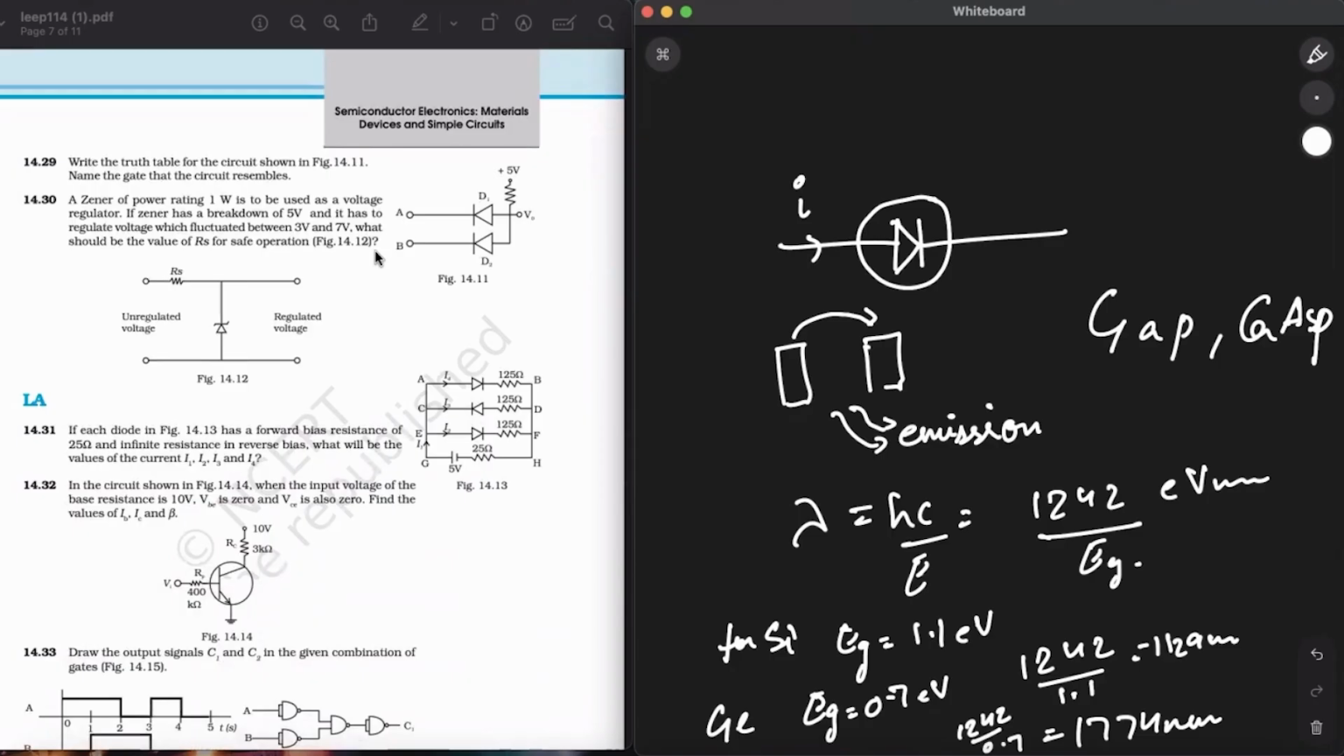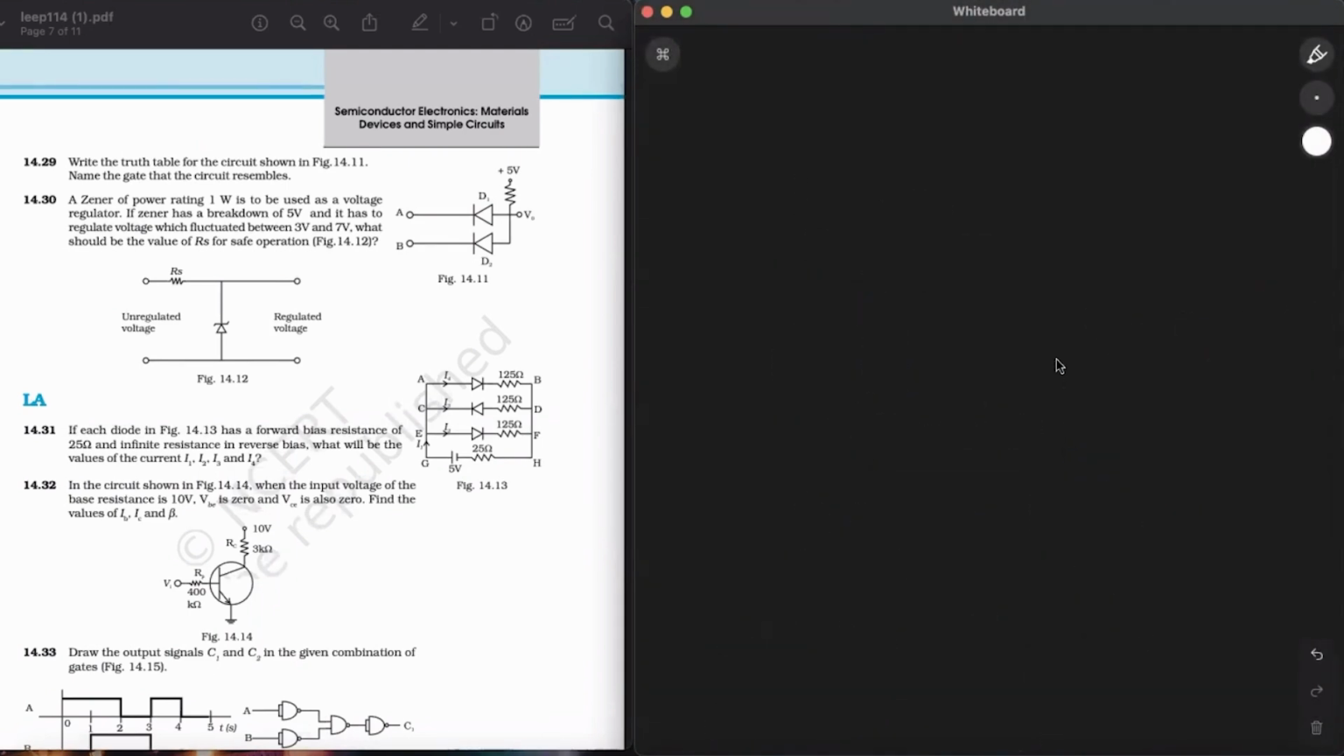Write the truth table for the circuit shown in figure 14.11. Name the gate that the circuit resembles. Okay, so suppose that where is the circuit? A and B are there, right? Plus 5 volt over there, and before D1 there is 0 volt. Okay, that means before D1 there is grounding. Okay.